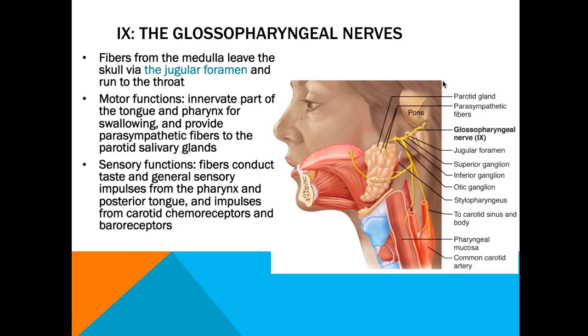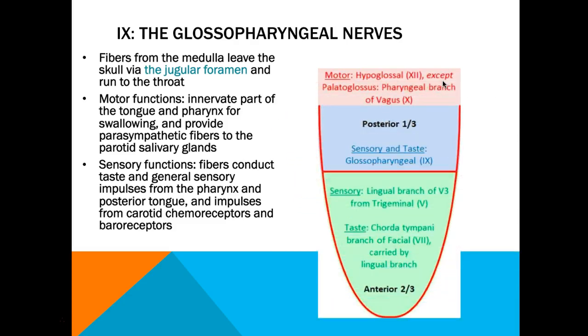Our sensory functions will be to conduct taste, specifically from the posterior 1/3 of the tongue, and also general sensory impulses from the pharynx and posterior tongue, and impulses from our carotid chemoreceptors and baroreceptors that we learned in the previous quarter. This is just an image of innervations to the anterior 2/3 of the tongue and the posterior 1/3 of the tongue. Remember that glossopharyngeal nerve is responsible for sensory innervation of the posterior 1/3 of the tongue and also conveying taste.